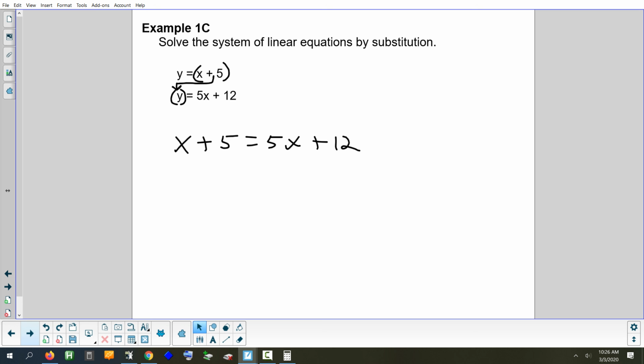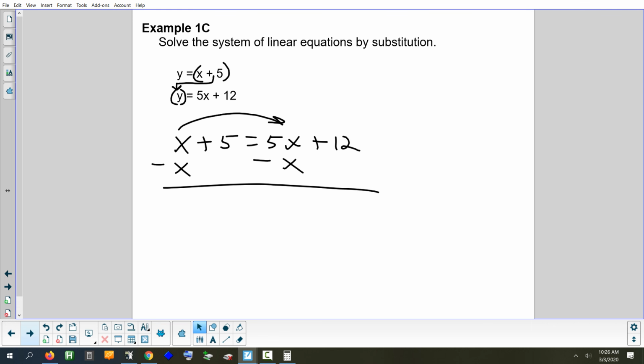Now, does this one have a distributive property? No. So all we have to do is get all the x's on the same side. How about, Leilani, do you want to put all the x's on the right? Or do you want to put them on the left? The right? How would you move this x to the right? Subtract them. Okay, so when you want to move it to the other side, you've got to do the opposite.